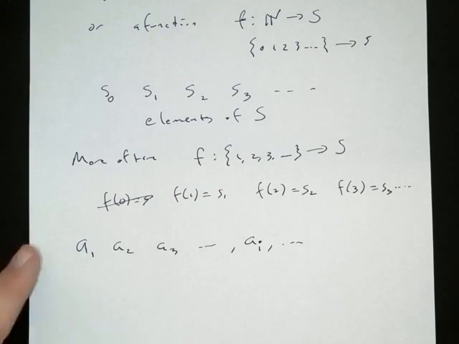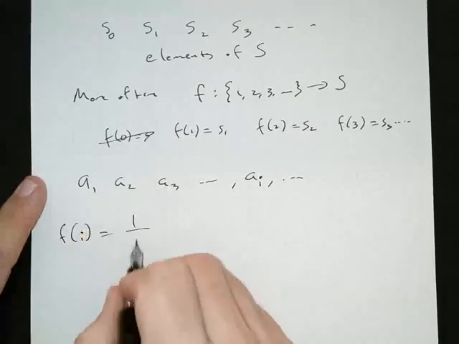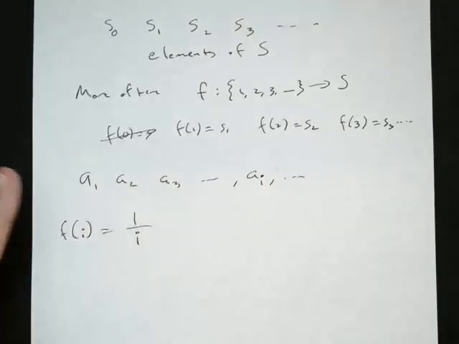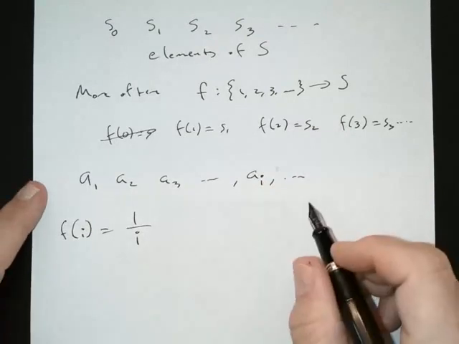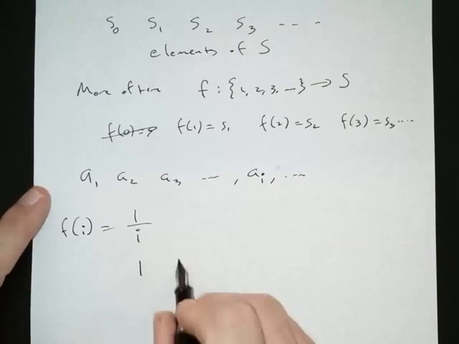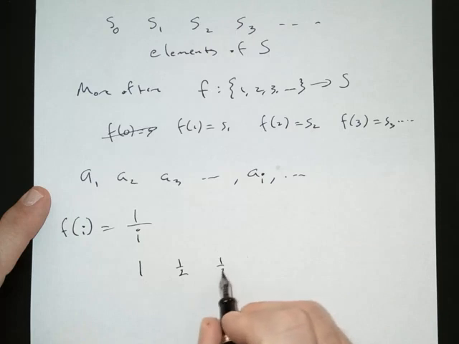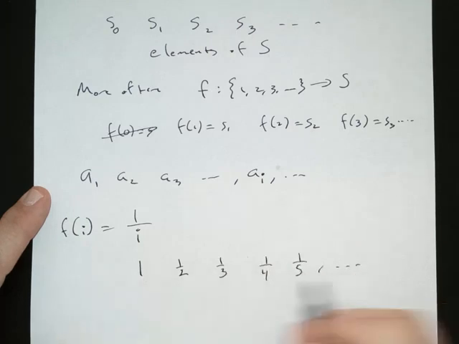So I could write a function like this and say that f of i is 1 over i. And if I do that, then my sequence should start with 1 over 1, then 1 over 2, 1 over 3, 1 over 4, and so on, right?